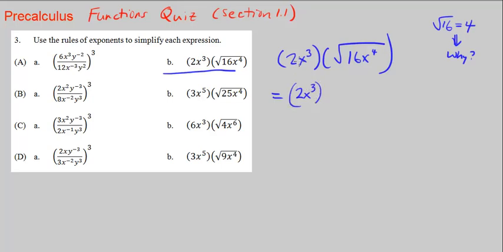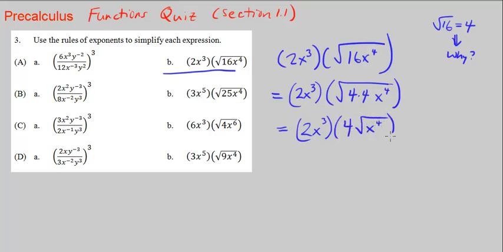2x cubed stays there, and we have the square root of 4 times 4 times x to the 4th. Since we have two of these inside the square root being multiplied, we can pull one out, or pull them both out and they become 1, right? So it's 2x cubed times 4 times the square root of x to the 4th. Well, can we do that with x to the 4th? What times itself equals x to the 4th?